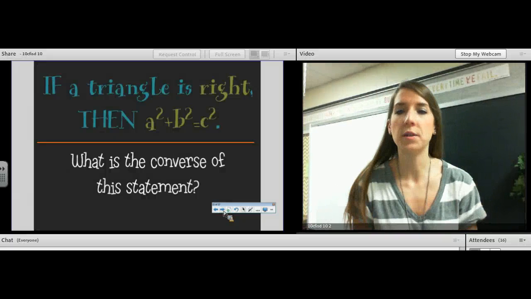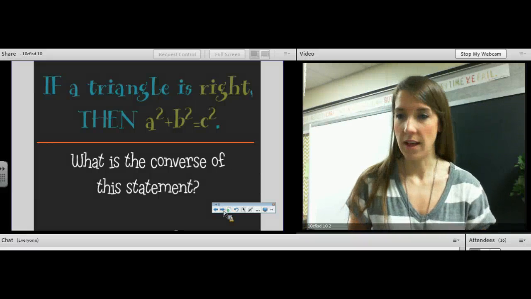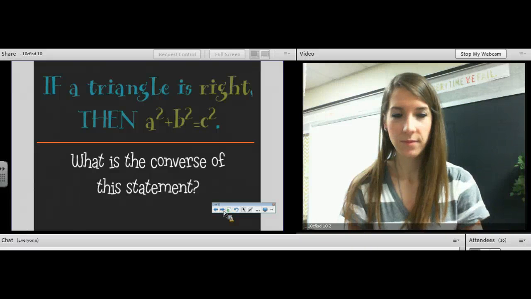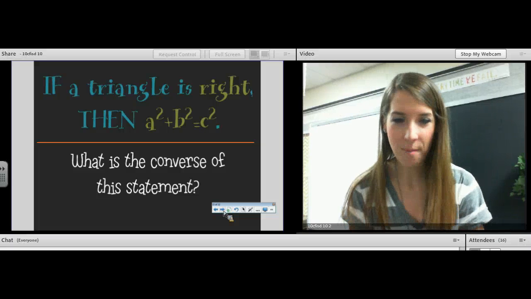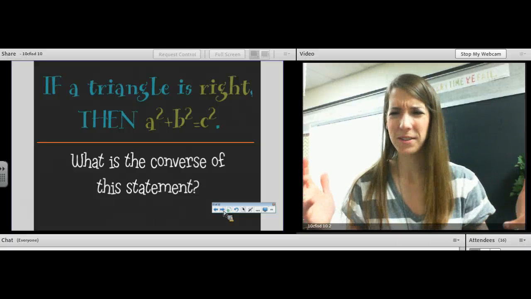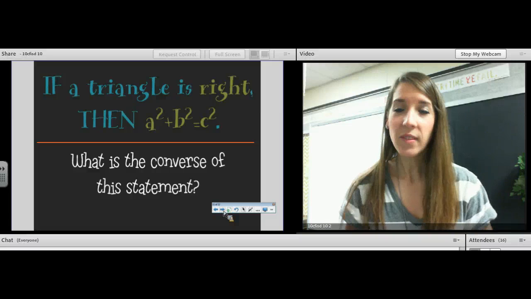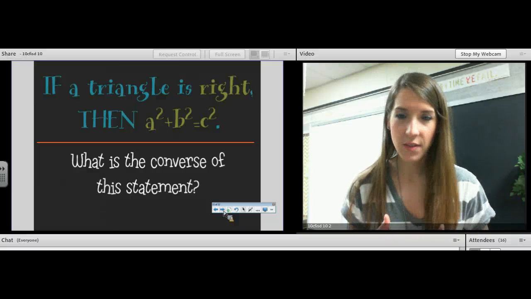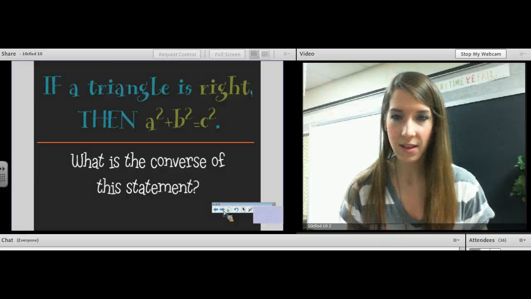So if a triangle's right, then a squared plus b squared equals c squared. What's the converse of that statement? Do you remember back to our reasoning? If the hypothesis, then the conclusion. Wow, my brain is in Pythagorean theorem mode. If a squared plus b squared equals c squared, then the triangle is right.